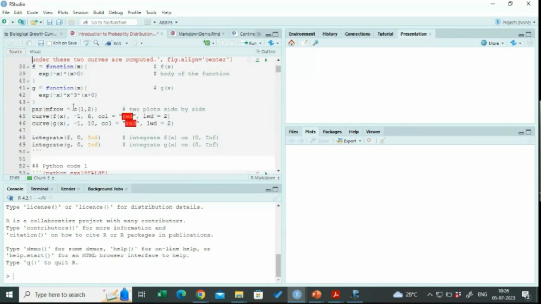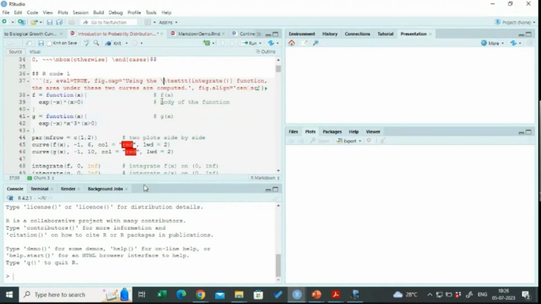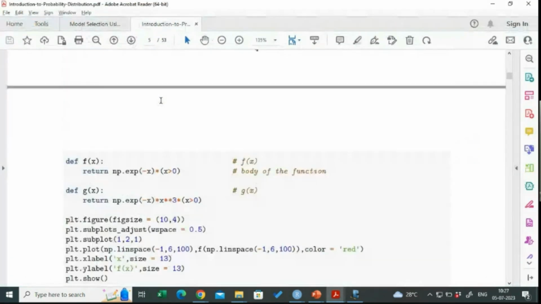In addition to that, you can write down the figure. So here, for example, for R code, I set eval equal to true. I can give fig caption also, figure caption, right? See that here I wrote the figure caption using the integrate function. So the area under these two curves are computed. So fig.align means you want that figure to be in the center. So for example, let us just check this figure out once again.